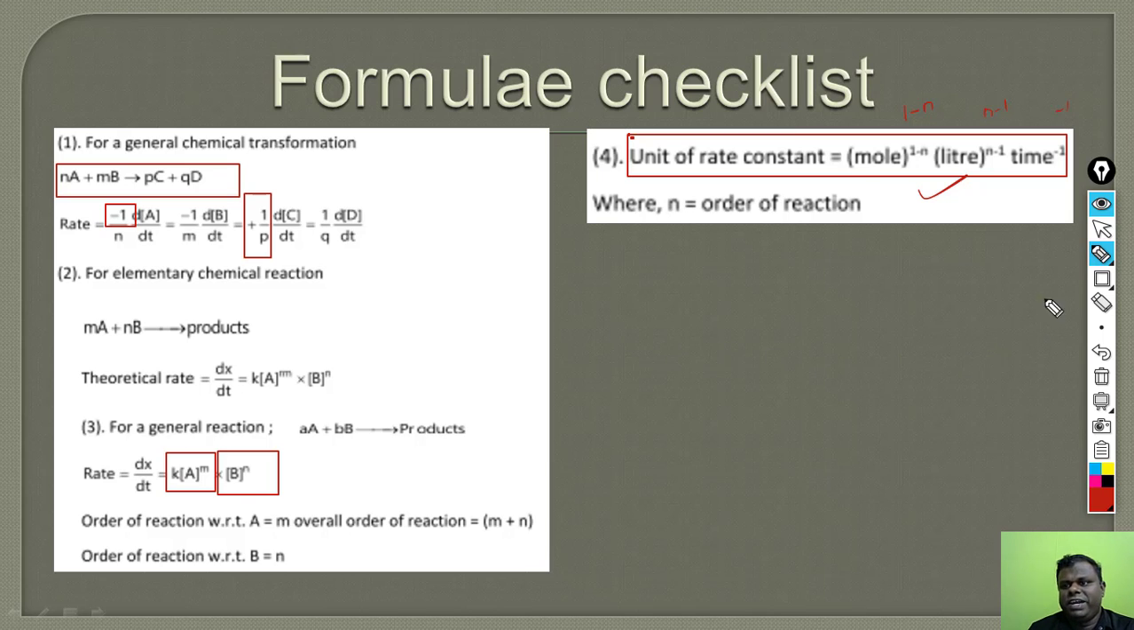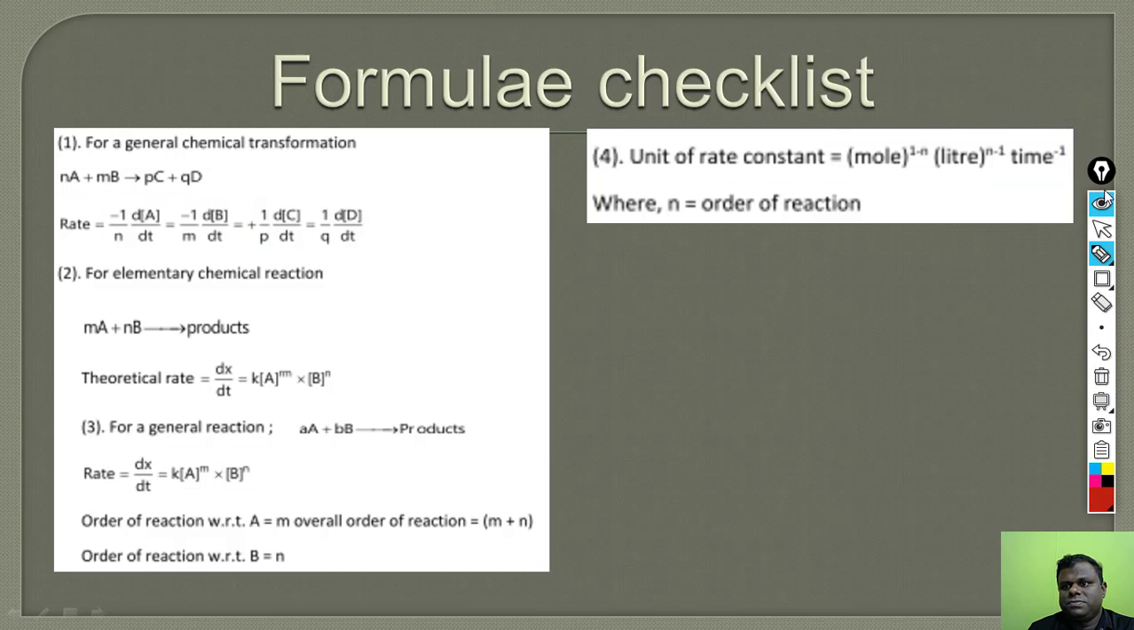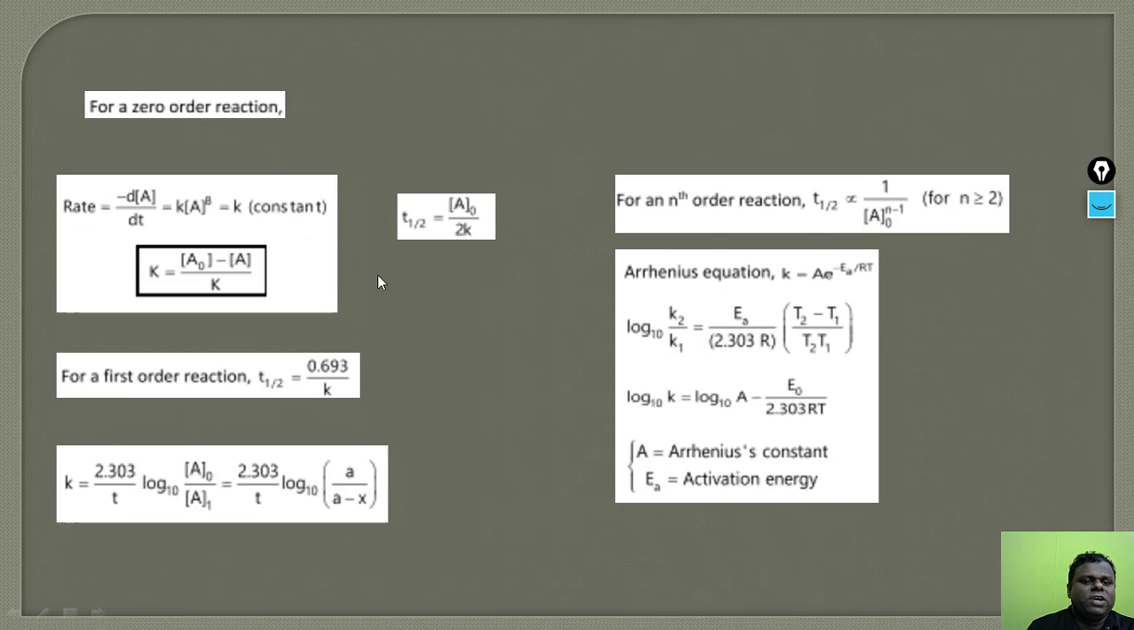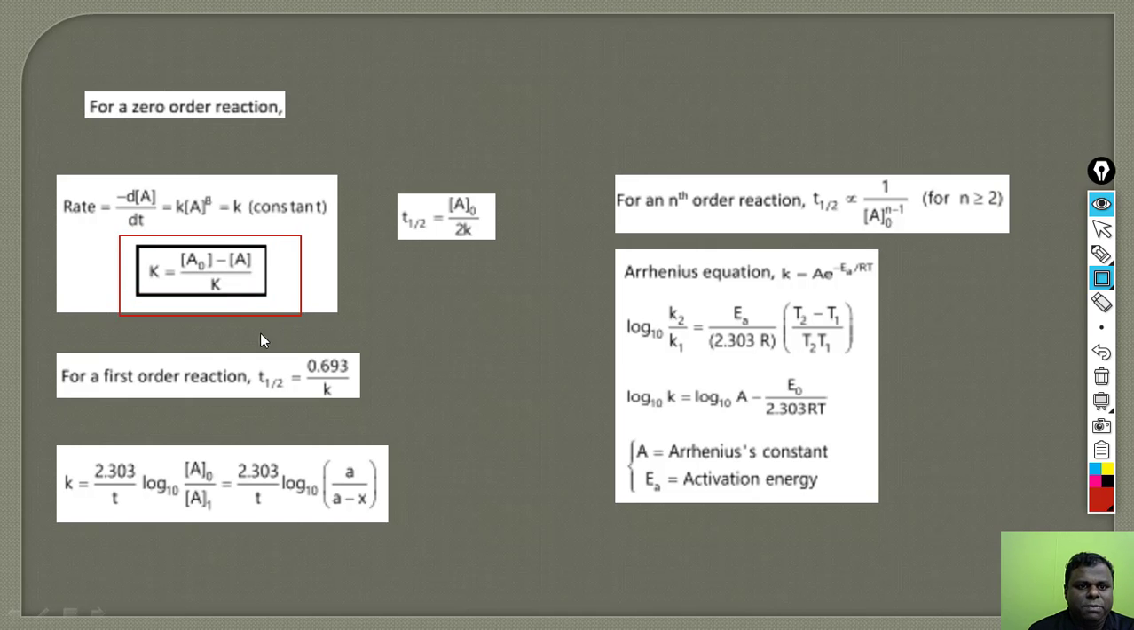Okay, now let's move ahead. For a zero order reaction, the rate expression is already given in front of you. Negative d[A] by dt is k into the concentration of A to the power zero, right? So the rate constant k is given by [A]0 minus [A] upon t. This is initial, this is final, and t half is [A]0 by 2k. You already know what is t half, the time taken for reduction to 50%, right?